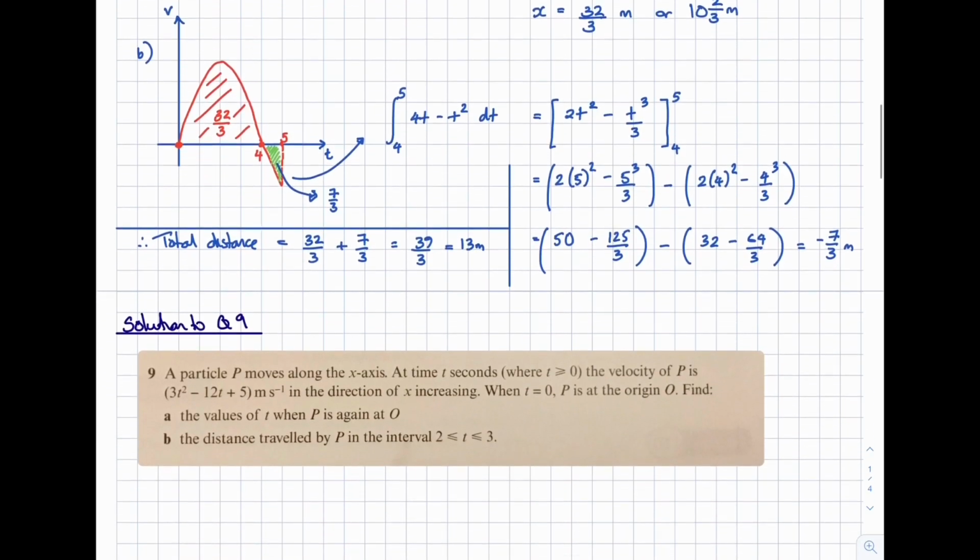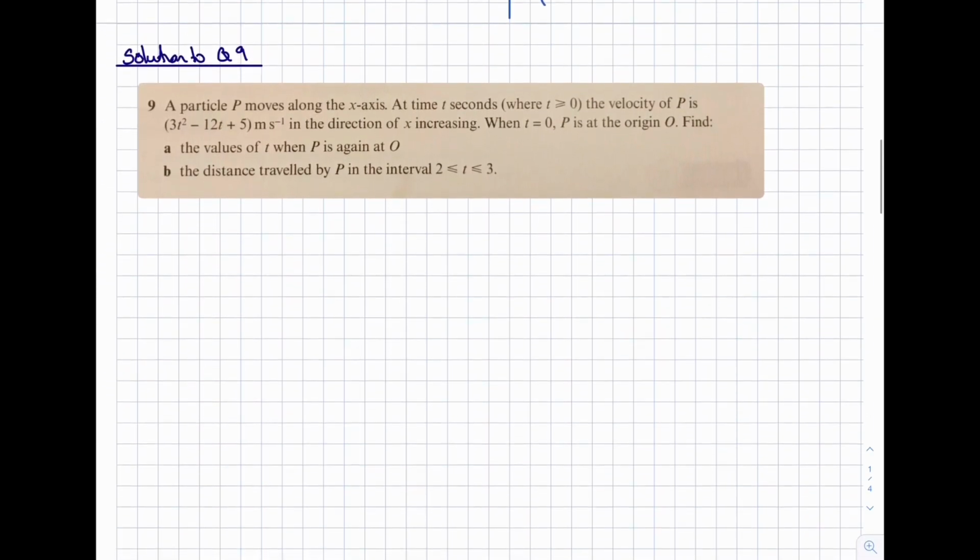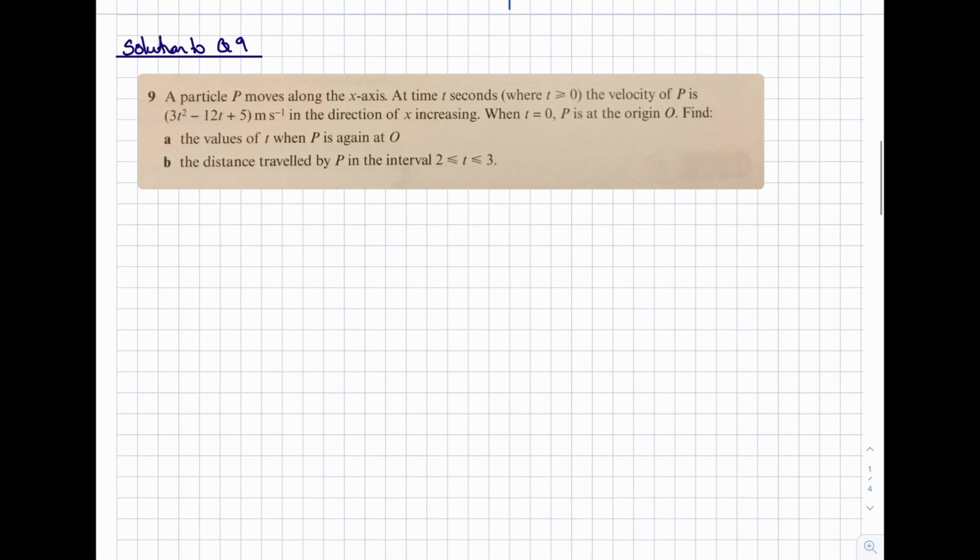Quickly move on to question number 9. So this is question number 9. Again, this is somebody who also emailed saying that they were struggling with this particular question. So question number 9 will be tackled in a very similar way. So let's have a quick read.